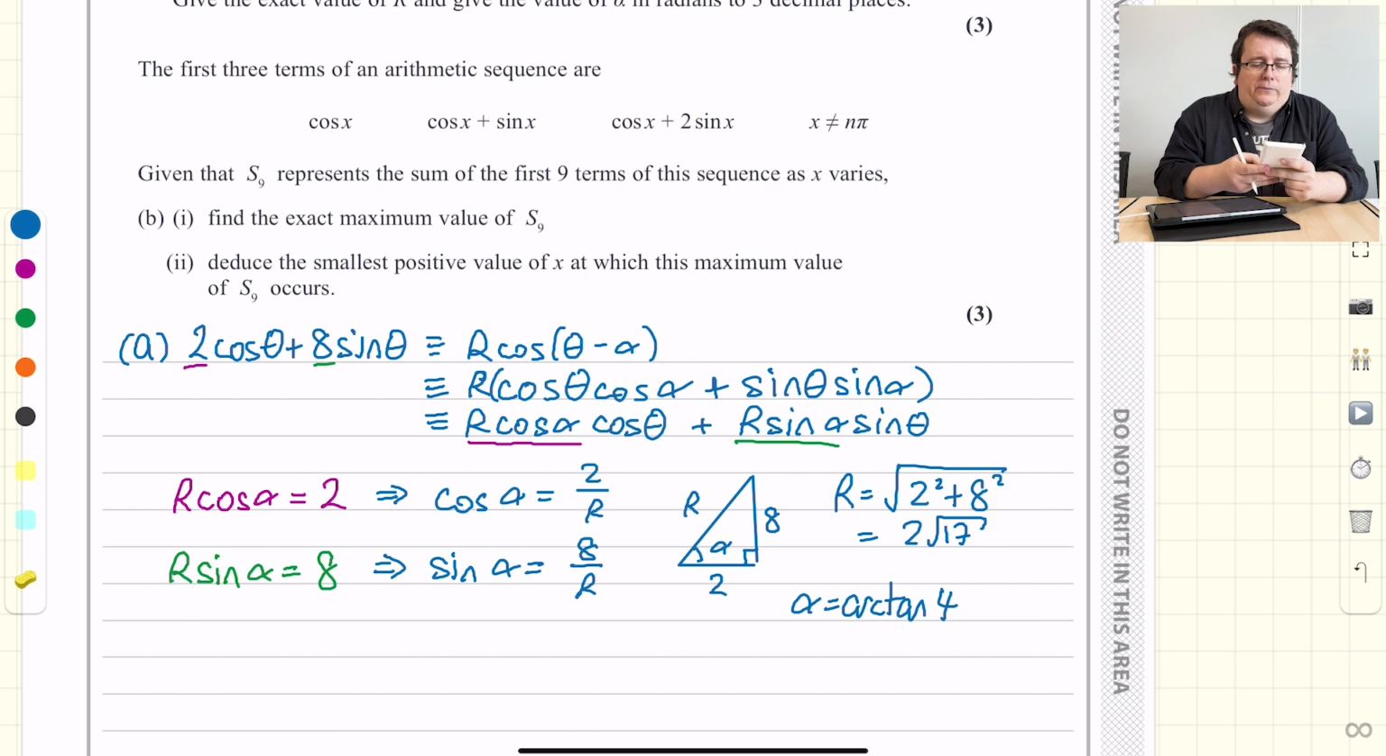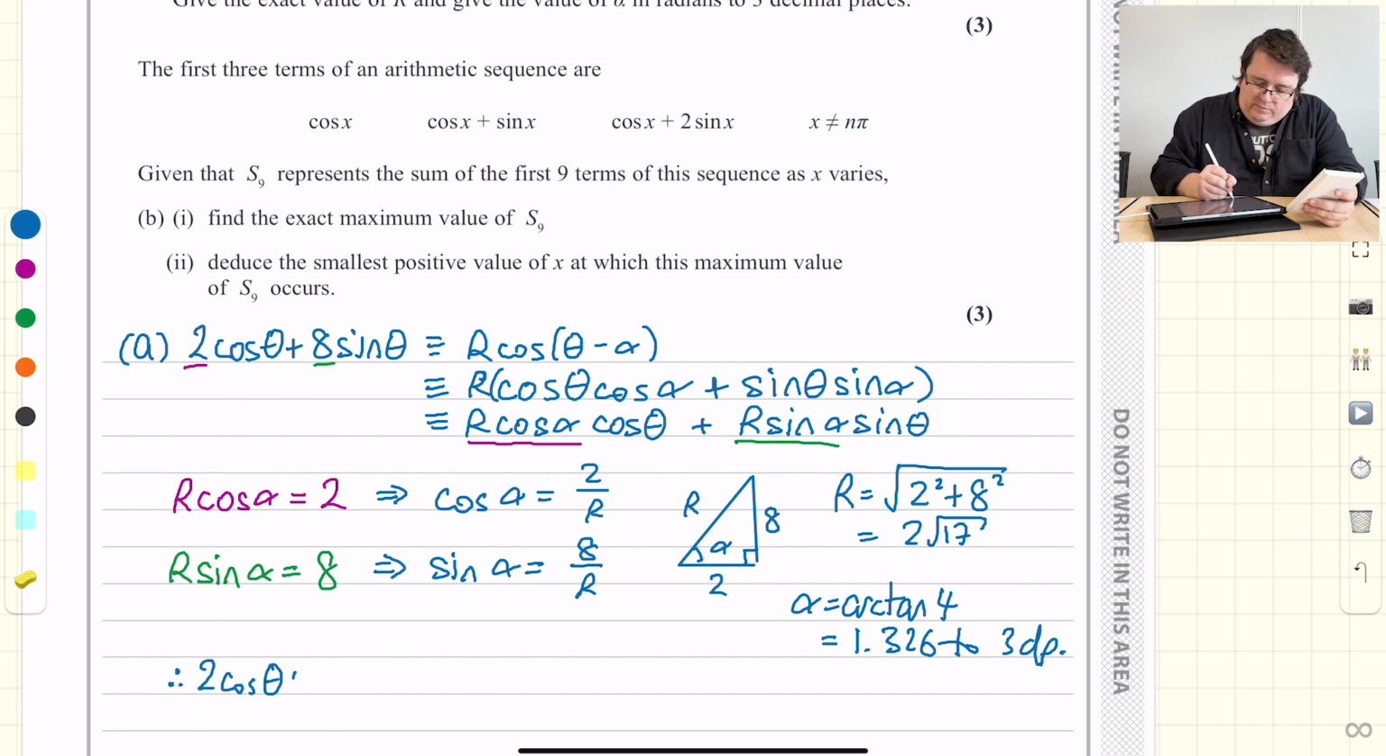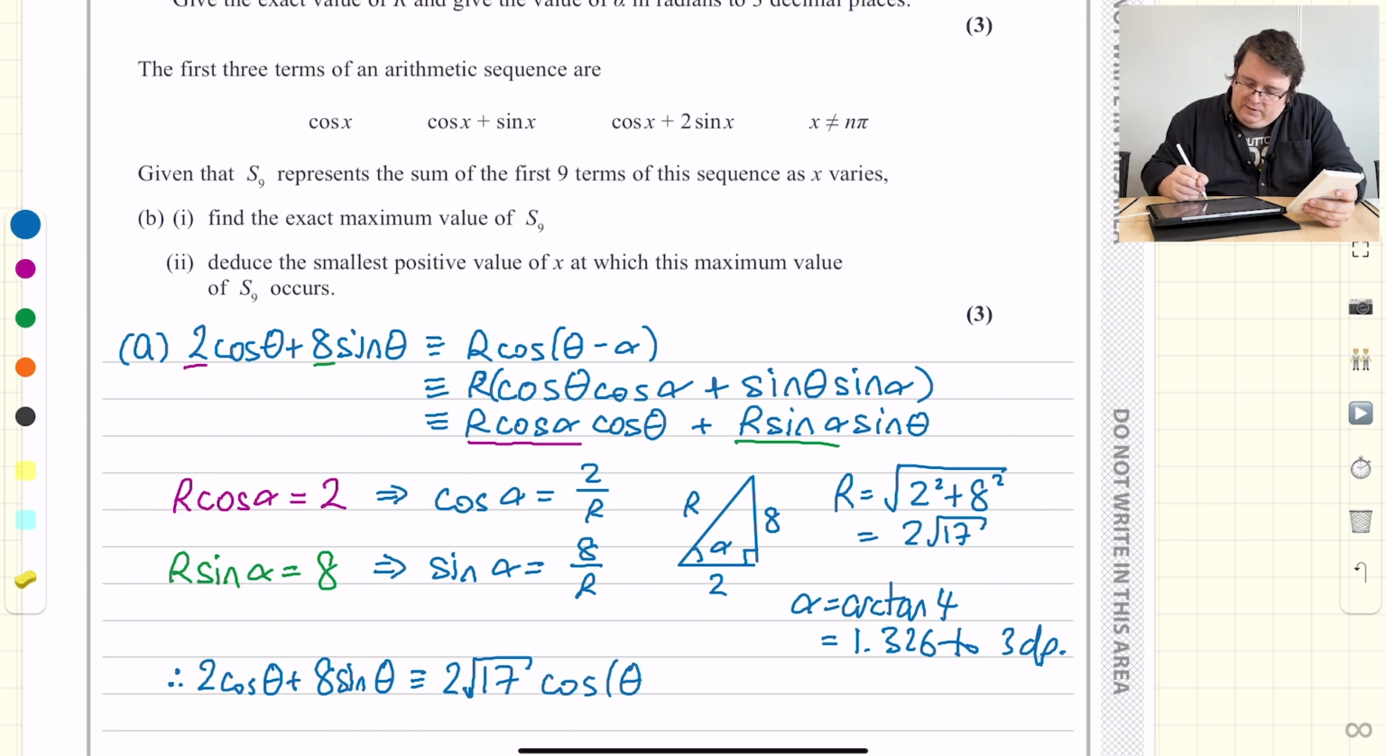Make sure you're in radians. And that is to 3 decimal places, 1.326. Okay, so therefore 2 cosine theta plus 8 sine theta is equivalent to 2 root 17 cosine of theta take away 1.326. Okay, so that's part A.